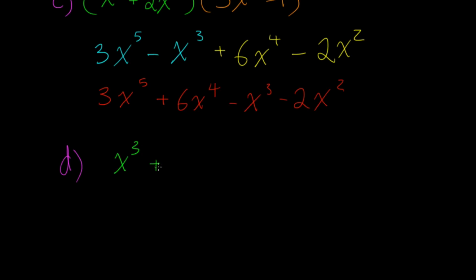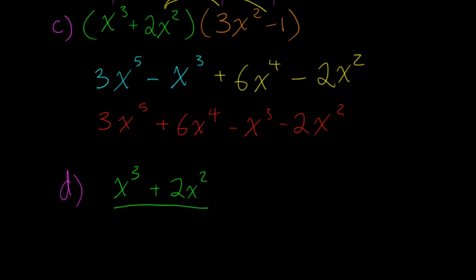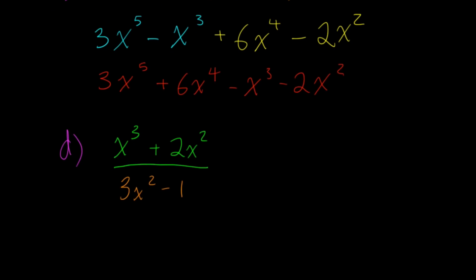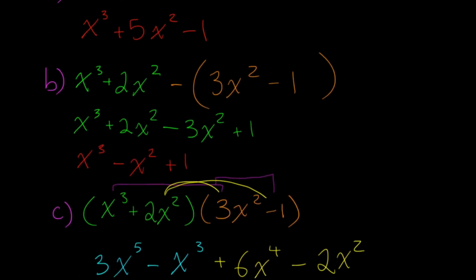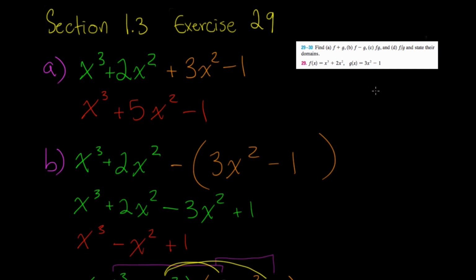Okay, D. This is f over g, so we're going to write f first. I believe it was x cubed plus 2x squared. Am I right? Yes. Over the quantity g, which is 3x squared minus 1. And let's see, can you factor anything out? You take out x squared, it would be x. No. I think this is in the simplest form you're going to get with this. So this is exercise 29. Not too difficult.